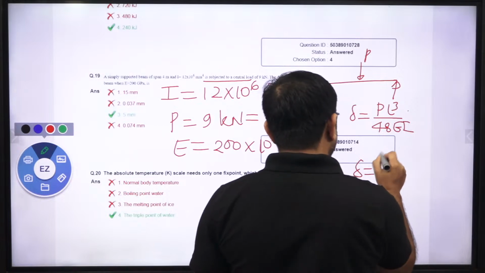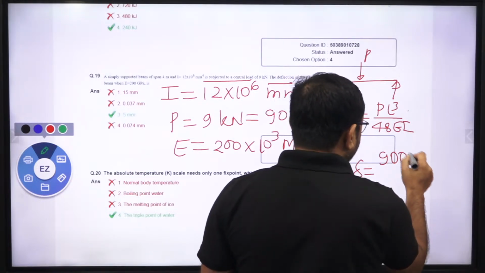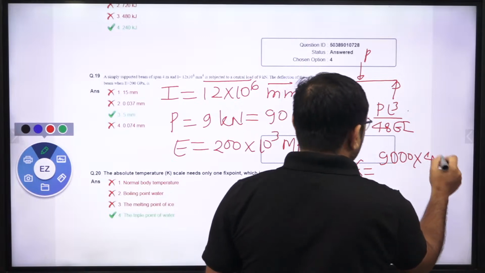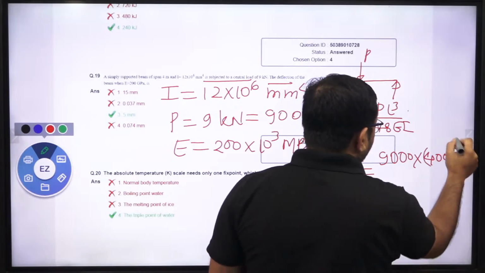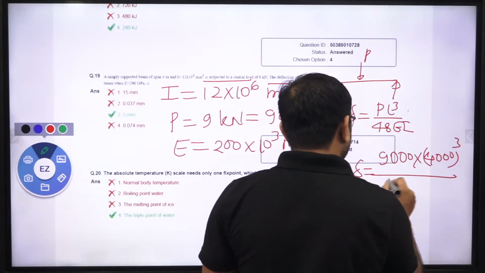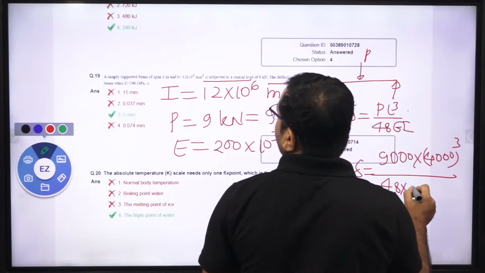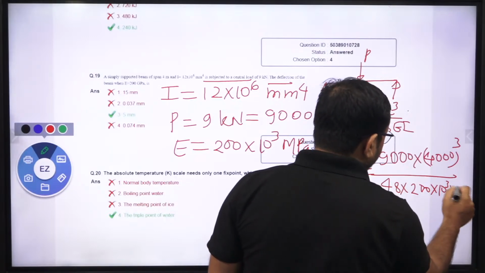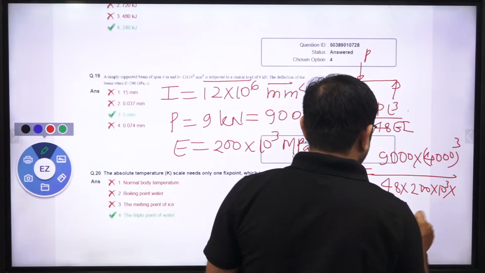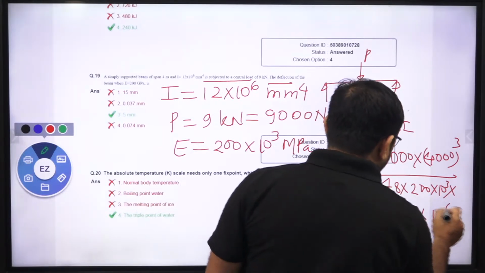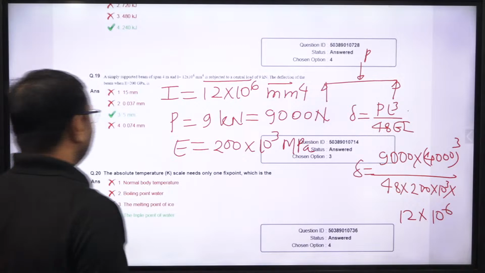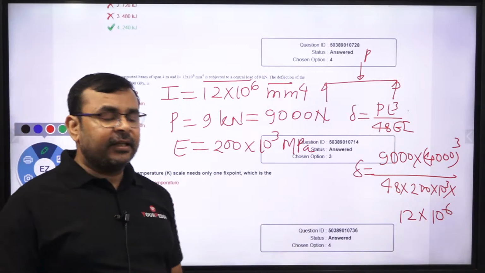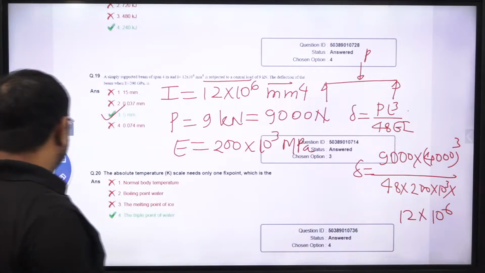So simply here P is nothing but 9000 Newton, into length, which is given as 4 meters. So can I say this is 4000 millimeter cube over 48 into E, which is given as 200 GPa, so 200 into 10 power 3, and moment of inertia is also given, that is 12 into 10 to the power 6. Now if you simplify this, you will get 5 millimeter. Yes or no?